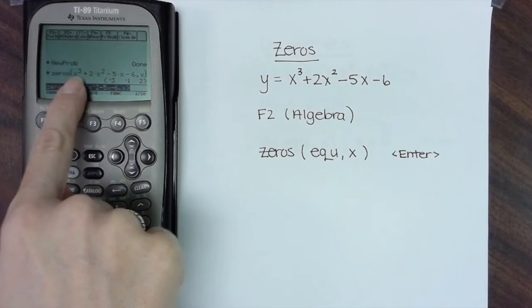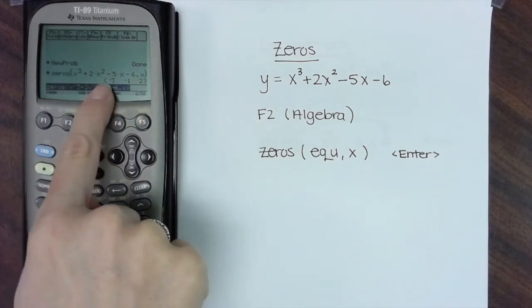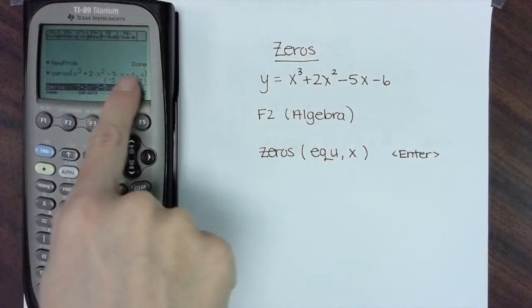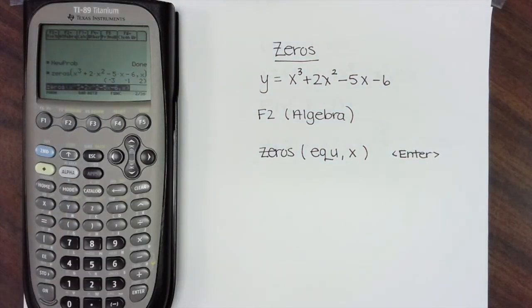And if I were to have graphed this cubic, those are the zeros, the roots, the solutions, or the x-intercepts of this particular cubic. And we have a lot of uses for those in AP Calc. So that's that second function that you'll need to know how to do.